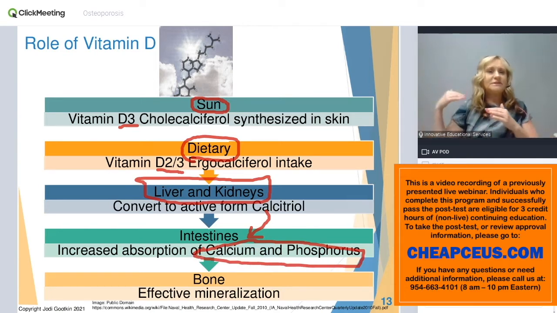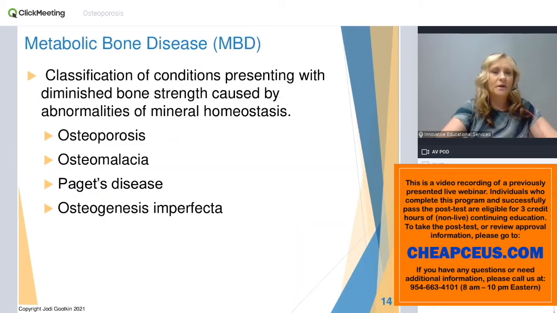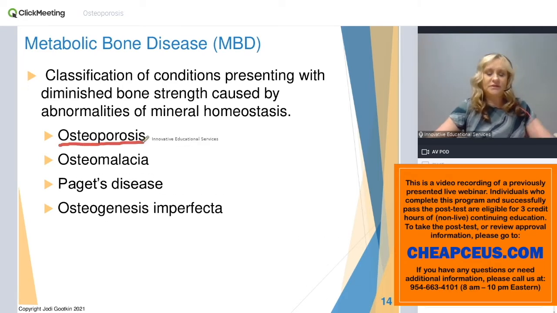So the vitamin D is necessary to get the calcium and phosphorus absorption for mineralization, and we can't forget that the liver and kidneys play a role in that process, that sequence of events to allow for strong bone integrity. As we look at metabolic bone disease as a broad category, there are many different circumstances that lead to disruption in this normal process to maintain bone strength. Metabolic bone disease is the large umbrella category of disorders, and the one that we're going to focus on today is specifically osteoporosis.